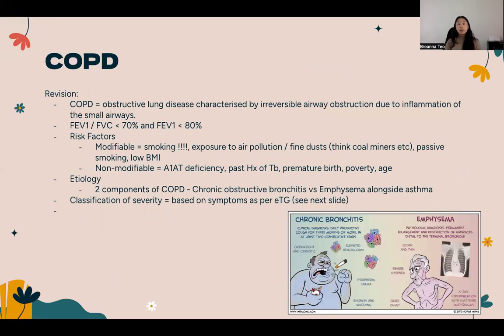Right. The other one that we were looking at for airways is COPD. So revision, COPD is an obstructive lung disease caused by irreversible airway obstruction from inflammation. Diagnostically, our FEV1 over FVC ratio is below 70%. Risk factors we can break up into modifiable versus non-modifiable. And then we have two etiologies, chronic obstructive bronchitis versus emphysema. And you can see that in the image there as well. It's quite well differentiated.